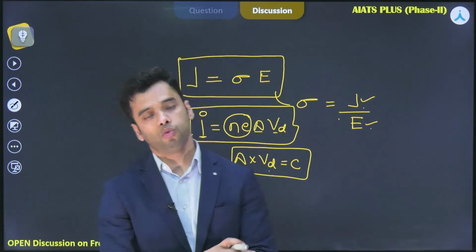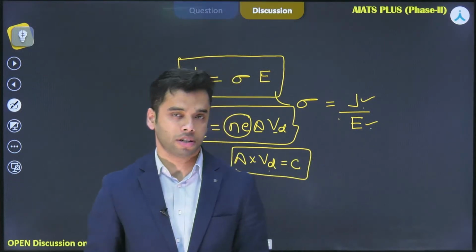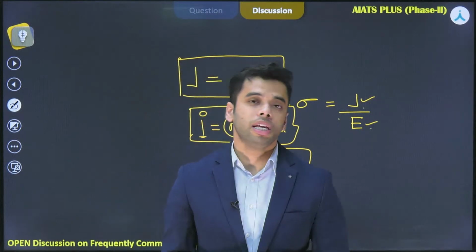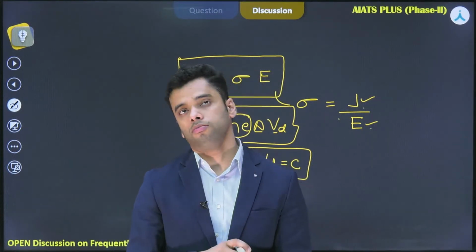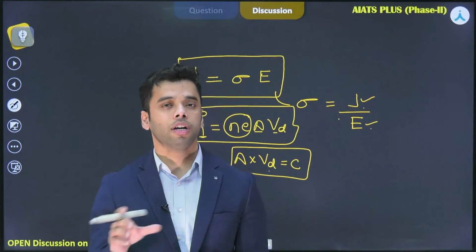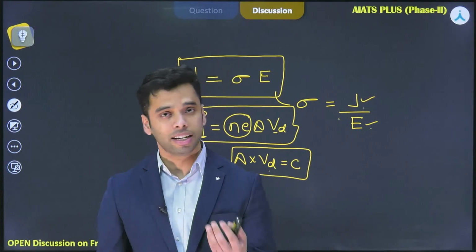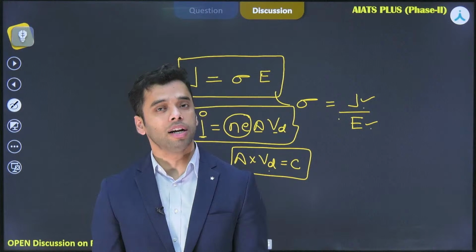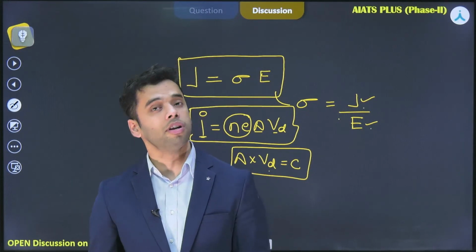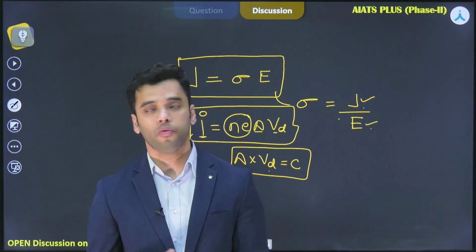So what is the final conclusion of all this discussion? It is that the current is not going to vary throughout the length of the conductor. Talking about the electric field, yes, it is going to vary. Talking about the current density, yes, it is going to vary. And talking about the drift speed, yes, it is also going to vary.